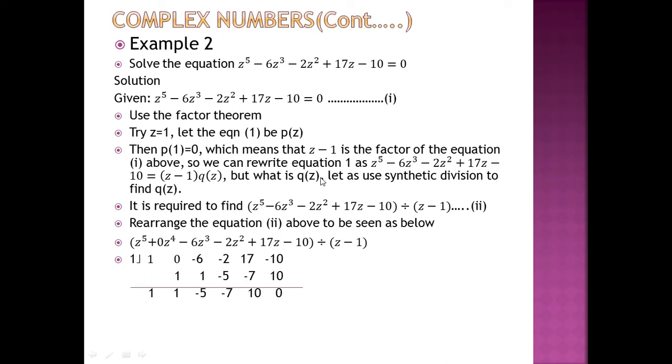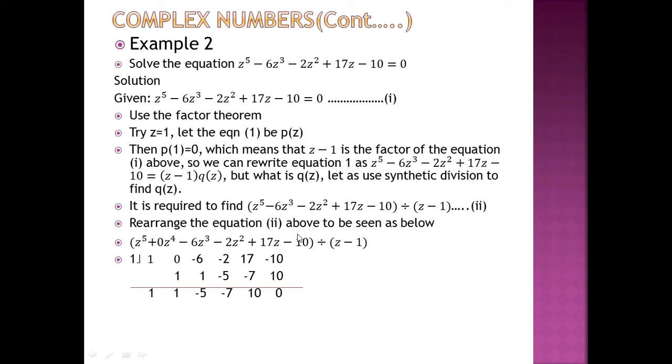But what is q(z)? Let us use synthetic division to find q(z) now. It is equal to this one divided by z minus 1. It is given as an equation. We rearrange the above equation as we have done previously. So we put in all the missing terms: z to the power 5 plus 0 z to the power 4, those that were not there before, then minus 6 z cubed, minus 2 z squared, plus 17 z minus 10, divided by that much.